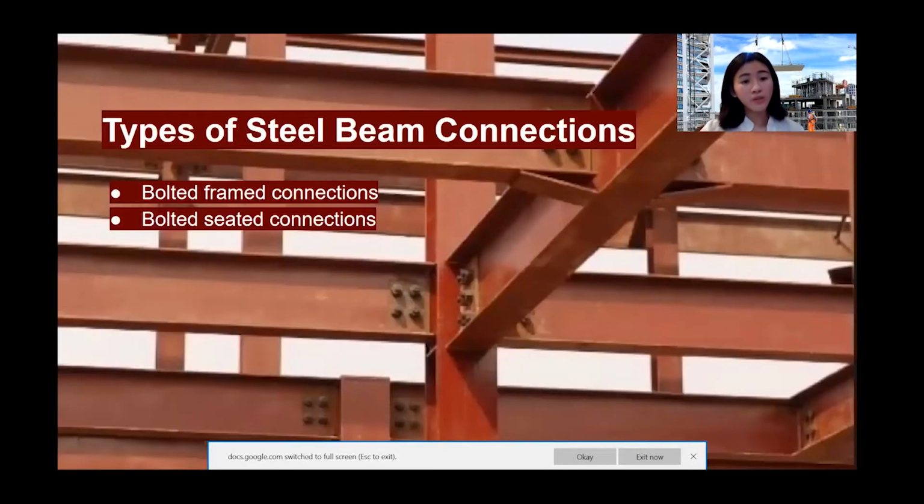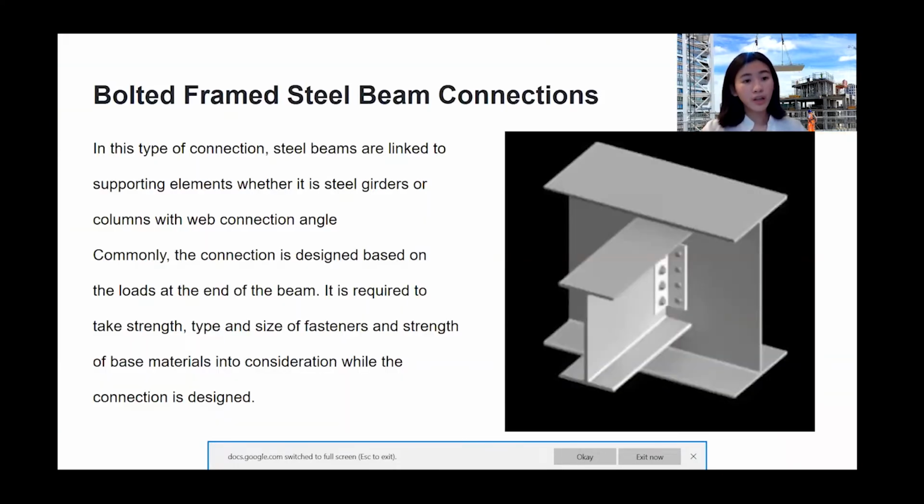Here are the types of steel beam connections. We have the bolted frame connections and the bolted seated connections. Bolted frame steel beam connections. These are steel beams that are linked to supporting elements, whether it is steel girders or columns, with web connection angle. Commonly, the connection is designed based on the load at the end of the beam.